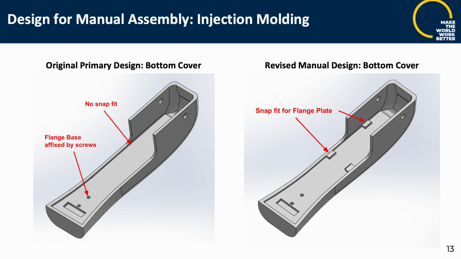For changes to injection molding for manual assembly, the original bottom cover used screws to affix the flange base to the lower cover. The new design uses snap fits, which allow the lower cover to be integrated without screws, saving assembly time.